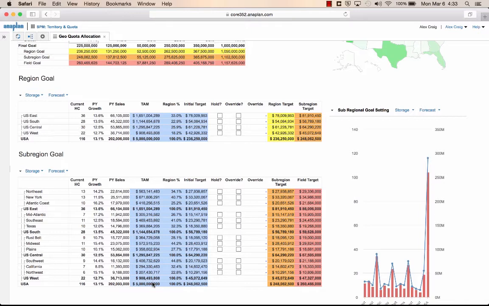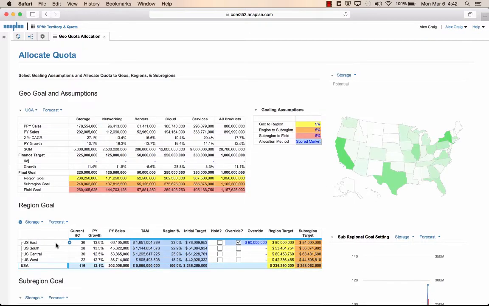We also have the ability to massage these values with our field knowledge. So if we think the US East is going to be a little higher, we can go ahead and override that value, changing our region target while maintaining the integrity of that $236 million. Anaplan's greatest strength is its flexibility. That means flexibility in different planning methodologies, but also how easy it is to update and maintain your models because we handle hierarchy changes so elegantly.